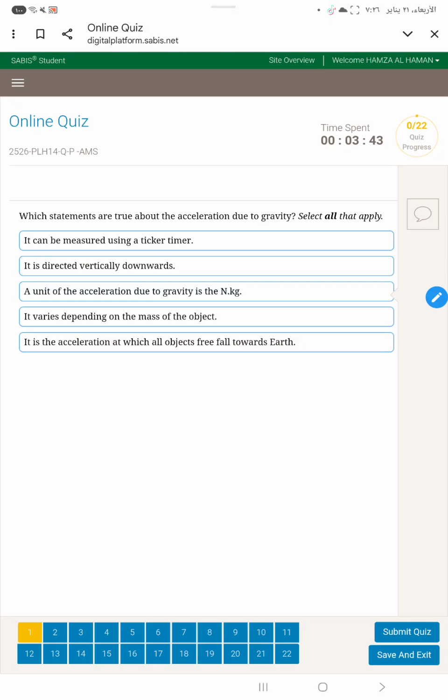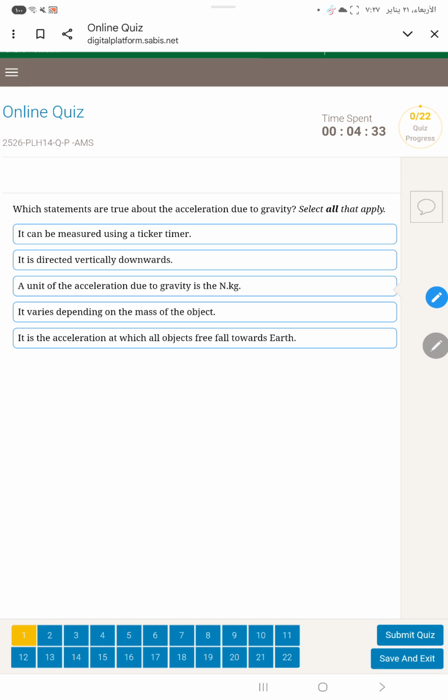In this video I'm going to solve this online physics quiz for grade 10 in Qatar and for grade 9 in other countries. Question number 1. Which statements are true about the acceleration due to gravity?